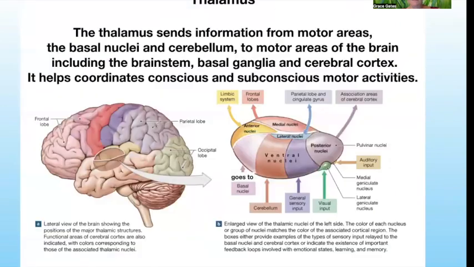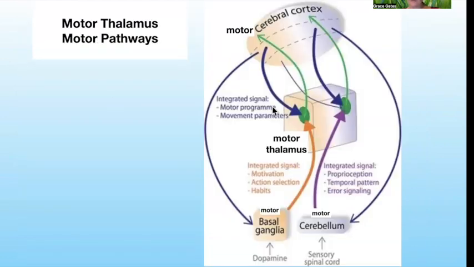So if you read the slide and were like, wait a minute, what's going on? The thalamus sends information from motor areas and then it sends information to motor areas. Look at the picture here and you'll see that there is information going in very complicated and circuitous pathways from the basal ganglia, which is a structure that helps us control motor function, and the cerebellum, a large part of the brain that helps us control motor function.